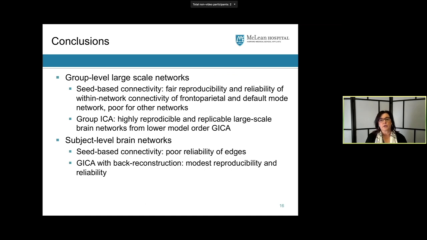So in conclusion, group level large scale networks are highly reproducible and replicable from lower model order group ICA. Using seed-based connectivity methods only achieves fair reproducibility and reliability of frontoparietal and default mode networks, and it's poor for other networks. At the subject level, brain network estimation using seed-based connectivity results in poor reliability of edges and modest reproducibility and reliability with group ICA with back reconstruction.